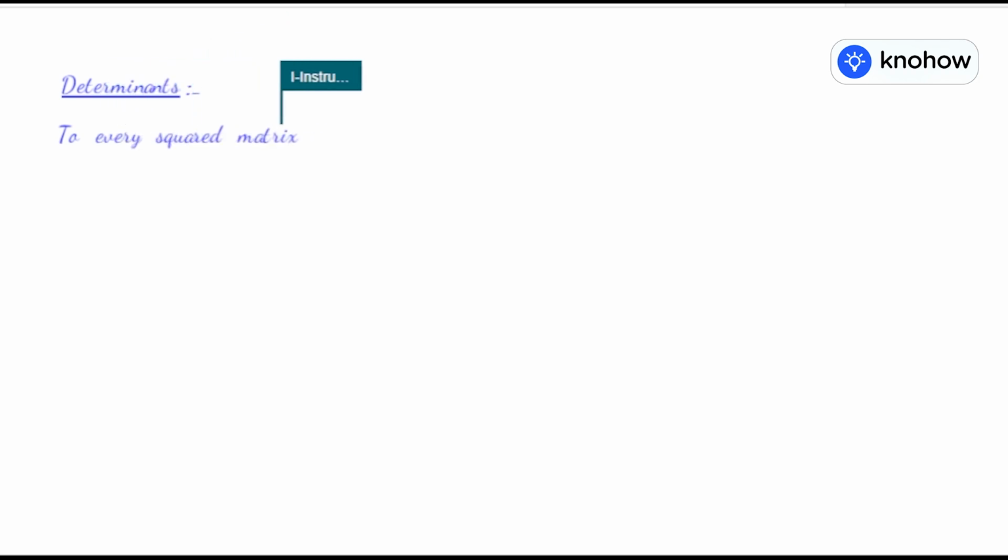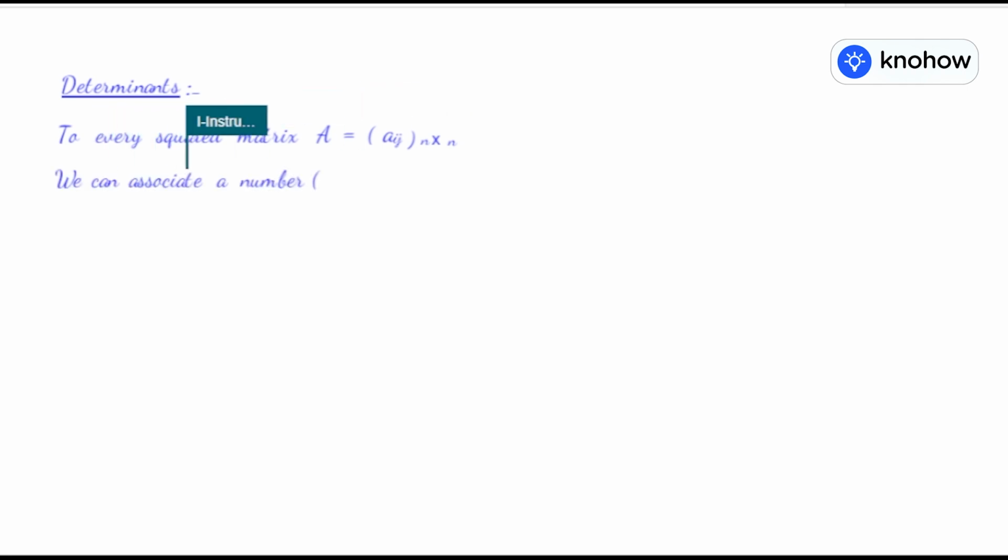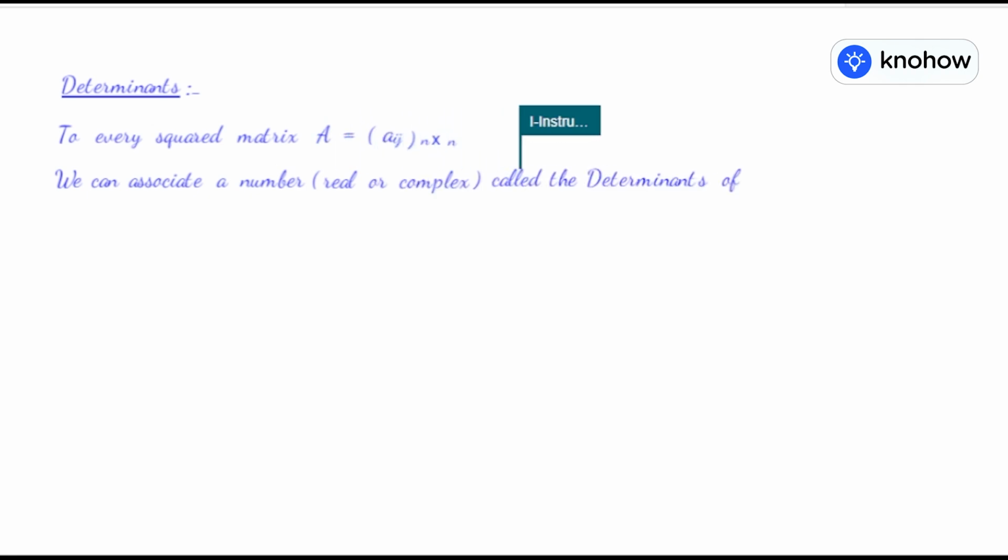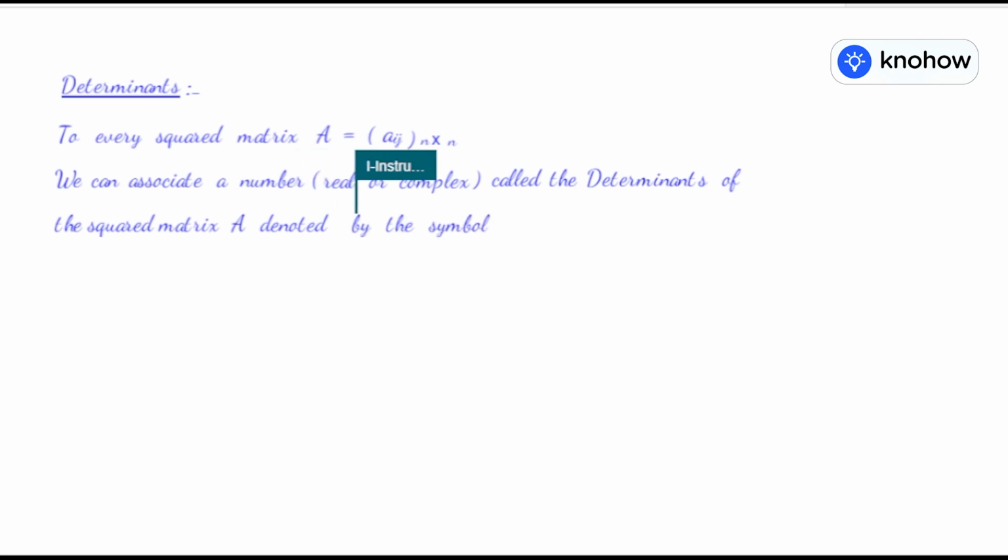Now let me introduce you to what exactly we mean by determinant. To every square matrix, say A equal to [aij] n by n, that is of order n, we can associate a number, real or complex, called the determinant of the square matrix A, and it is denoted by this symbol, determinant A, like you use modulus A.